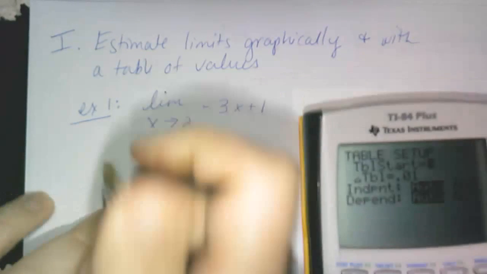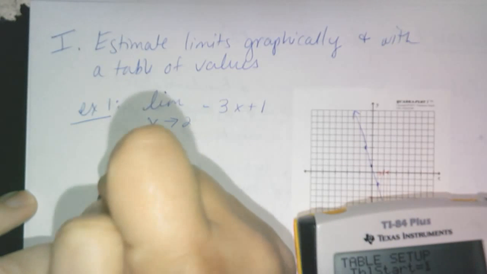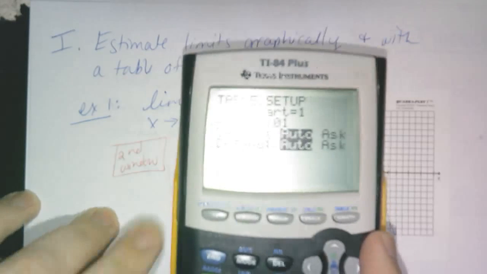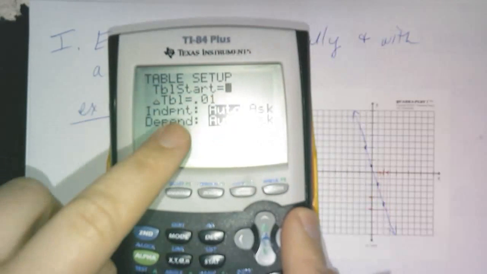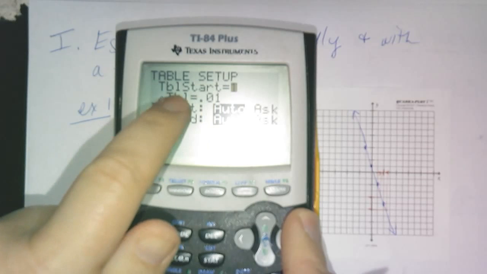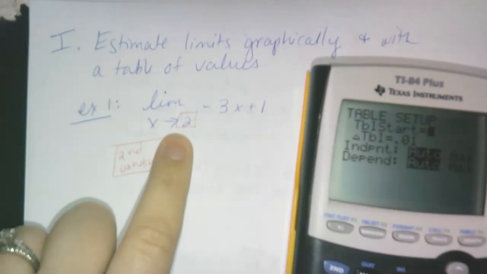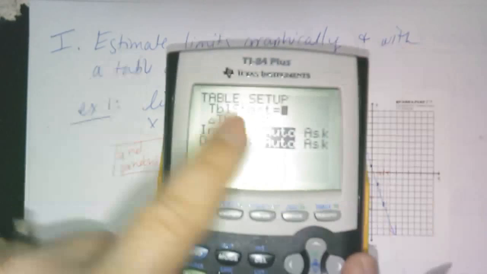So you go to second window in the calculator, which is the table setup window. You are going to start your table at wherever the x value is. Where do you want it to start? I want it to start at 2. So you're going to put 2 right there.